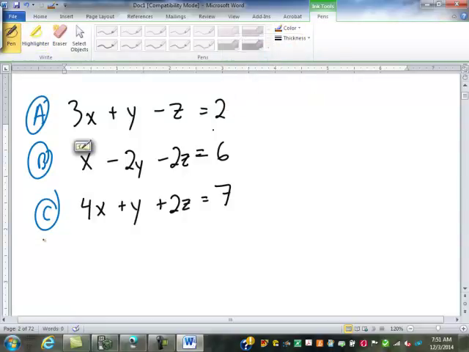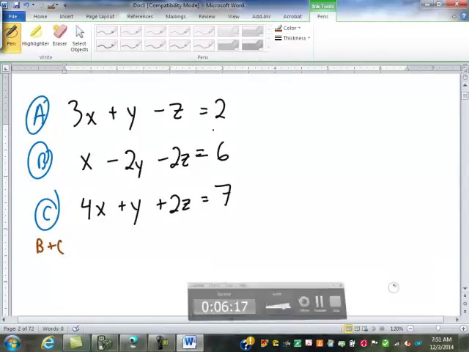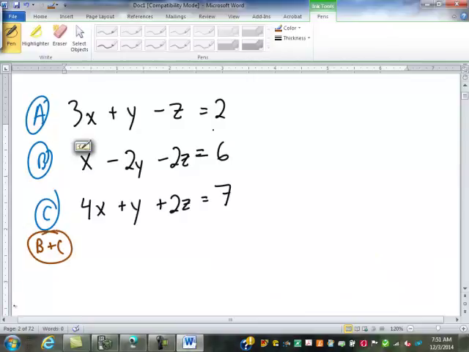To get rid of the z's, let's start out by doing B and C. Now, why am I picking B and C first? Because I got negative 2z and positive 2z. We're good, right?